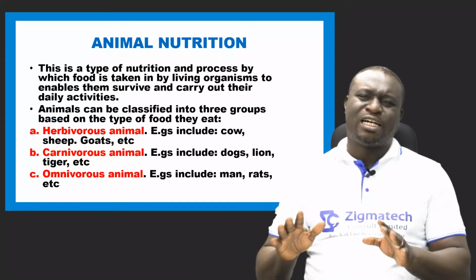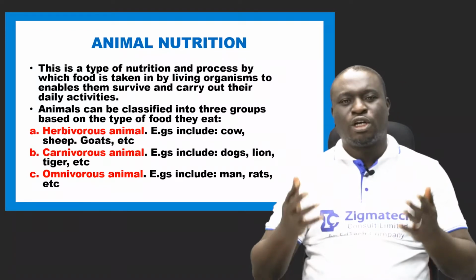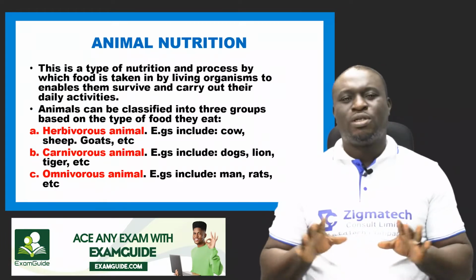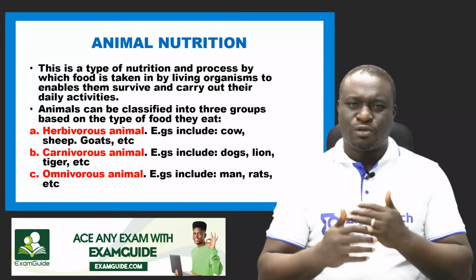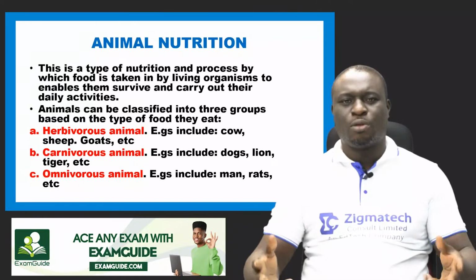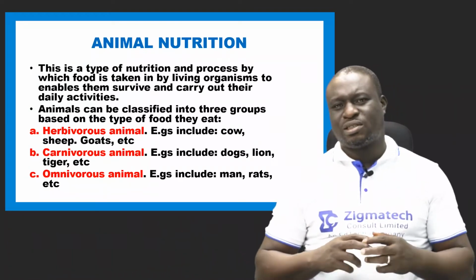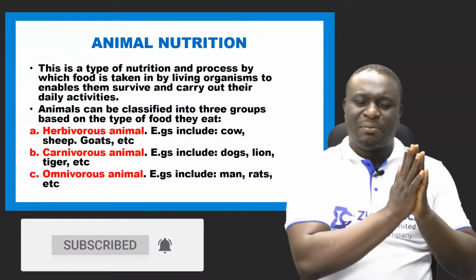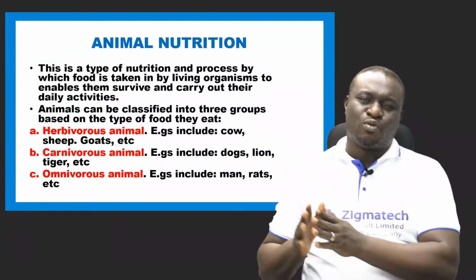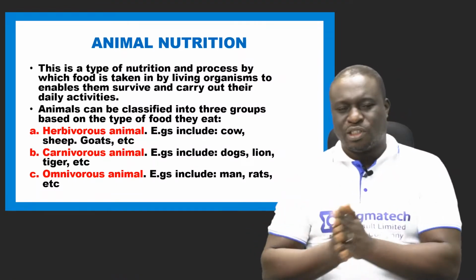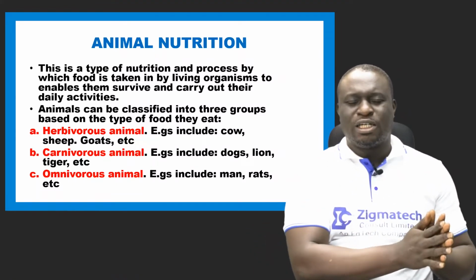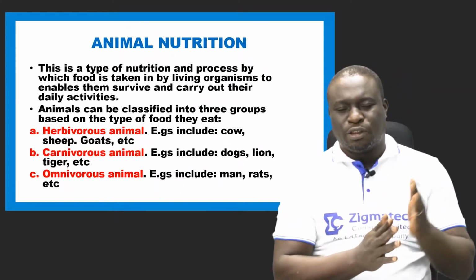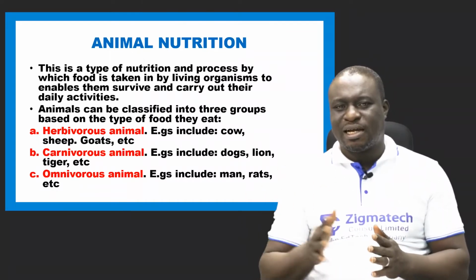Now, before I go deep into this, I still want to recall your mind back to the definition of nutrition. Remember, we define nutrition as the process by which living organisms obtain nutrients. And this nutrition, we divided into two main types. We said we have autotrophic nutrition, and then we have heterotrophic nutrition. We said in autotrophic nutrition, living organisms are able to manufacture their own food, and we looked at two different types. We talked about photosynthetic and then chemosynthetic.